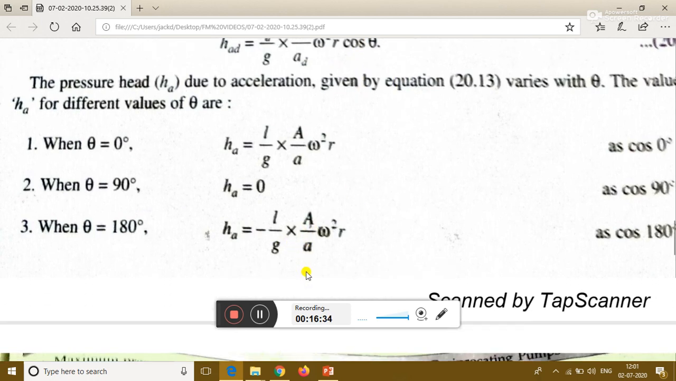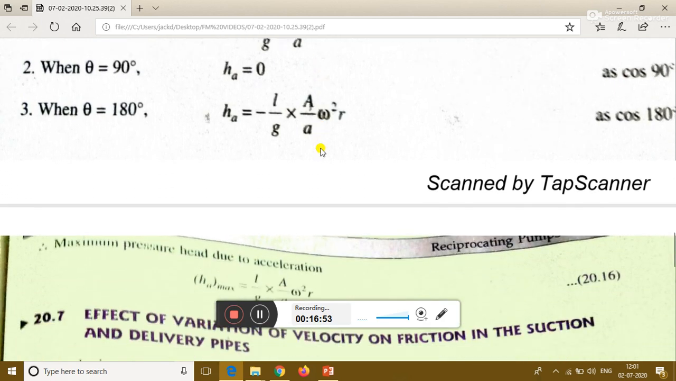So if you are asked to find the maximum value of pressure head due to acceleration, you should write: when theta equal to 0, H_A equal to this equation, and you substitute 0, cos theta becomes 1, and it is L by g into A by a into omega square r. This is the derivation.